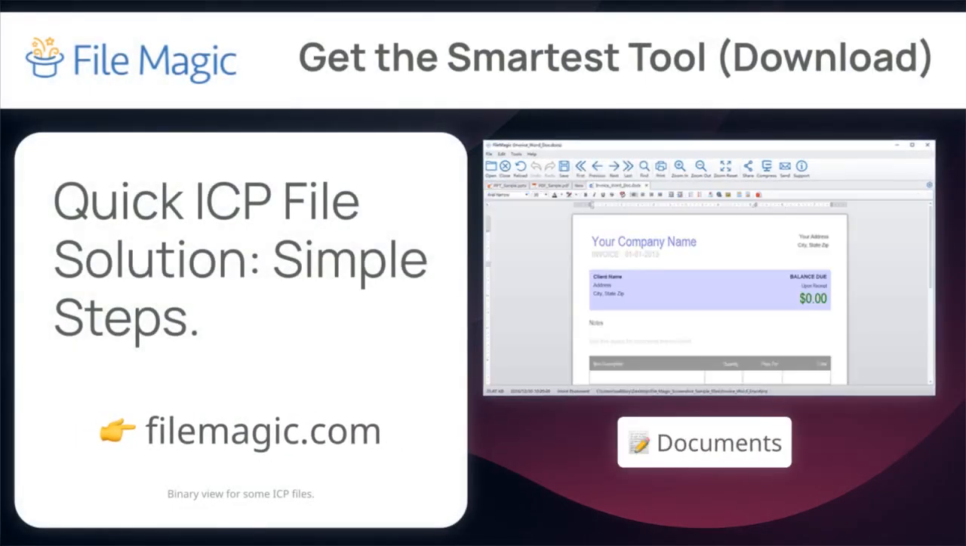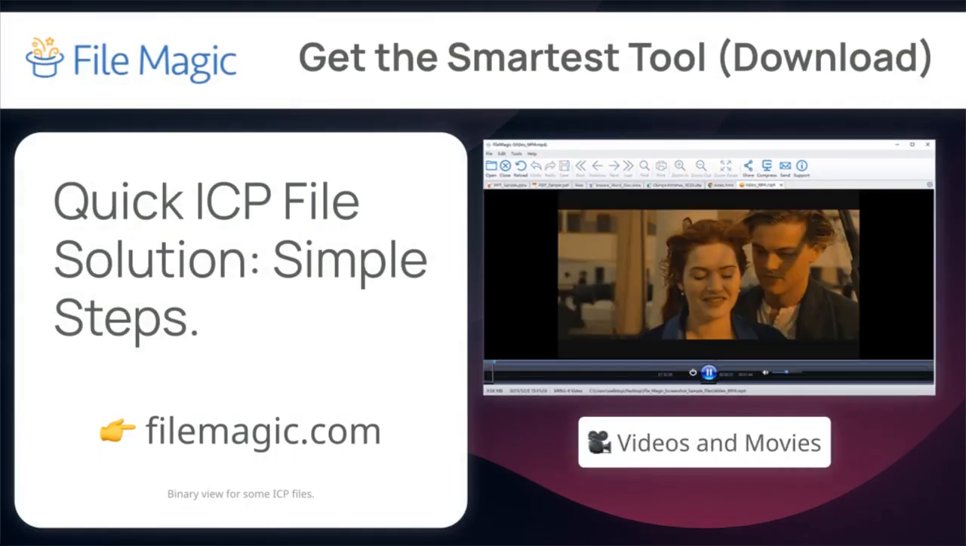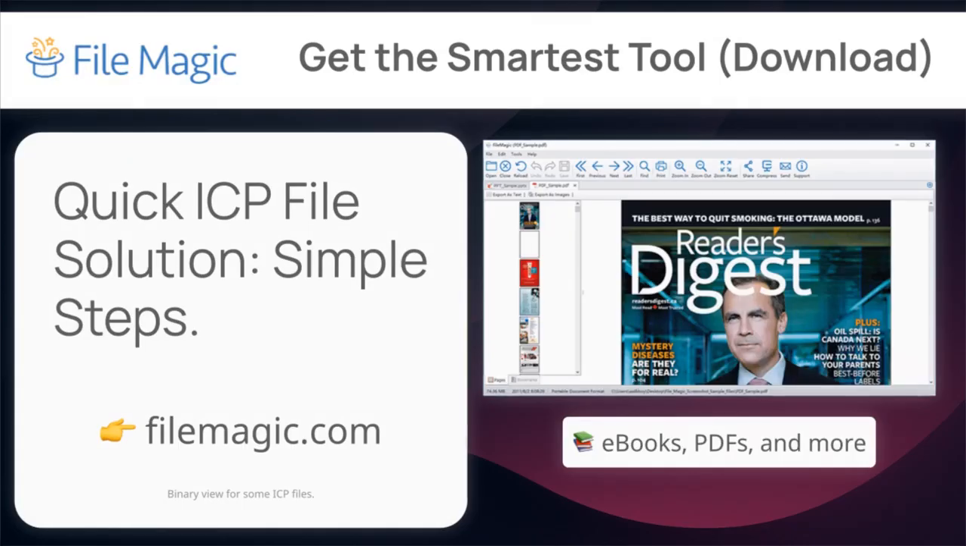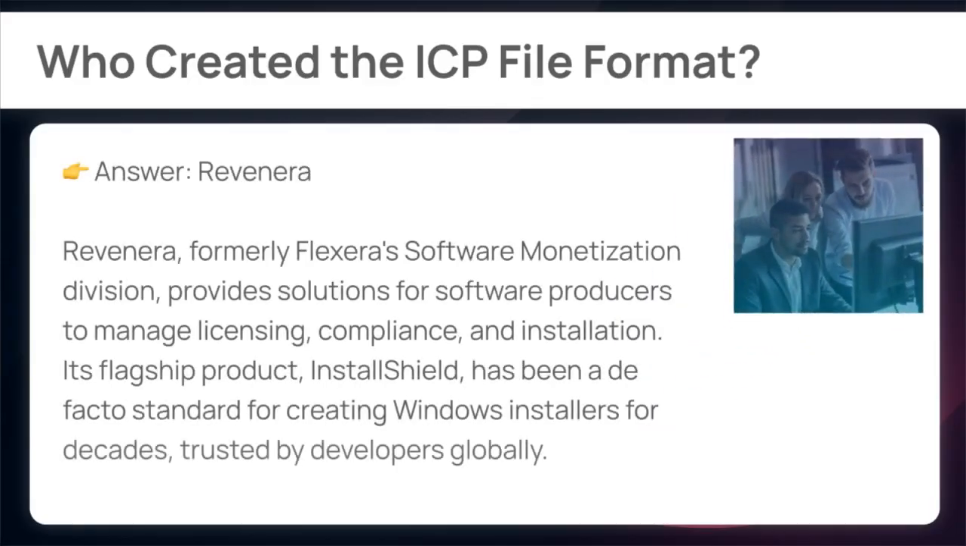This involves the correct application of a single premium ICP file inspection utility designed for broad-spectrum file support. ICP files are compiled script files generated by InstallShield, a leading Windows software installation authoring platform. They contain compiled InstallScript logic, including dialog sequences, file operations, registry modifications, and custom action code for software installation workflows.